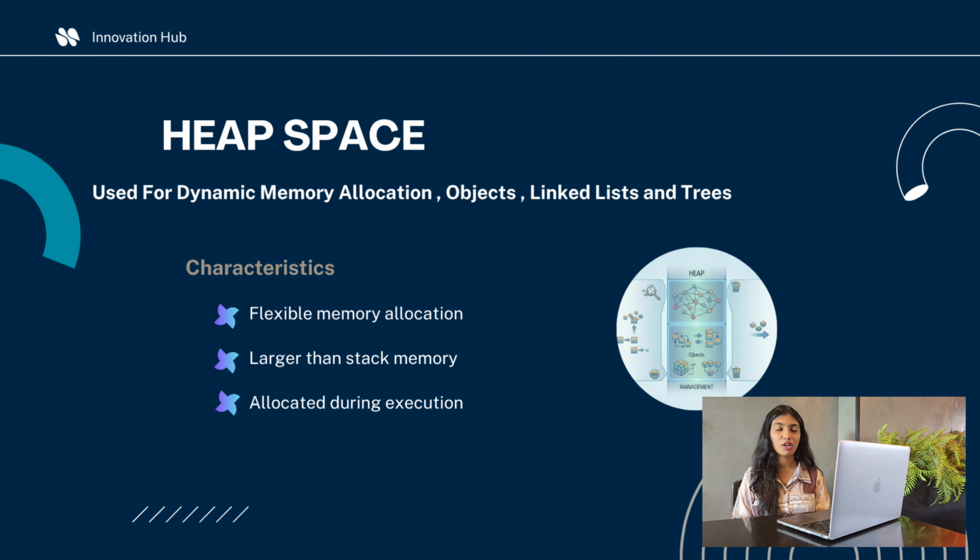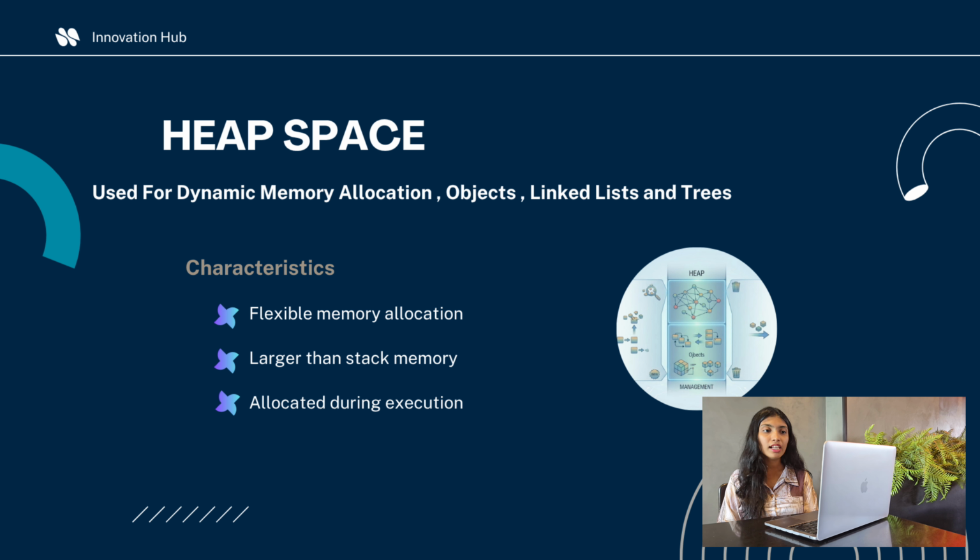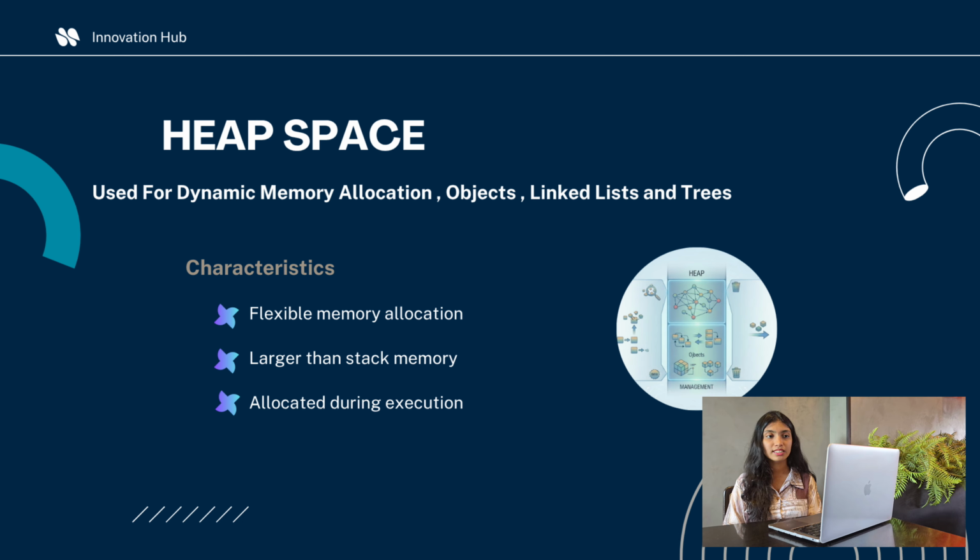Now let's see about heap space. Heap space is used for dynamic memory allocation. Unlike stack memory, heap memory is allocated while the program is running. Objects, linked lists, trees, graphs, and many dynamic data structures use heap memory. Heap memory provides flexibility because memory can be requested whenever needed.